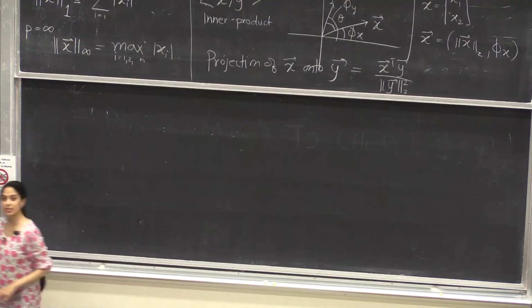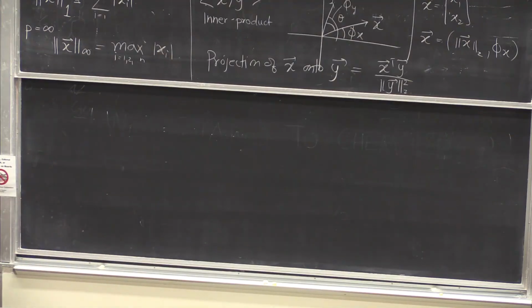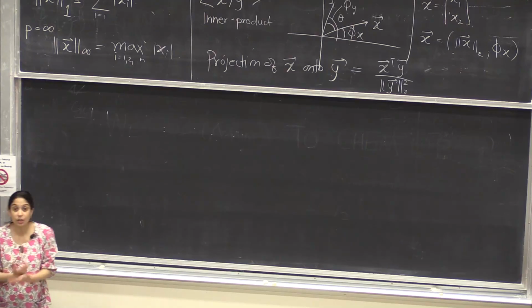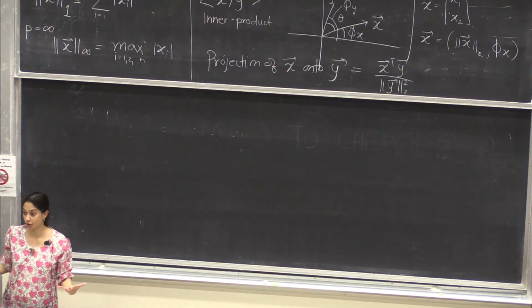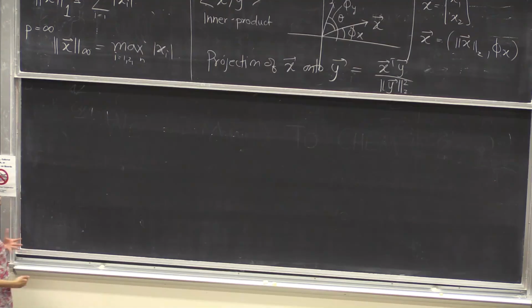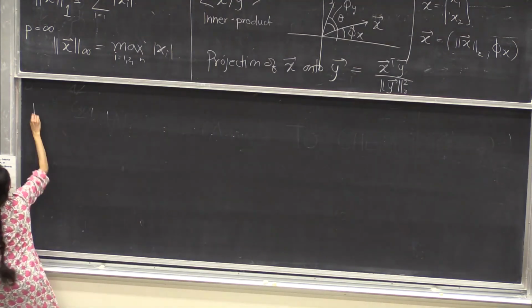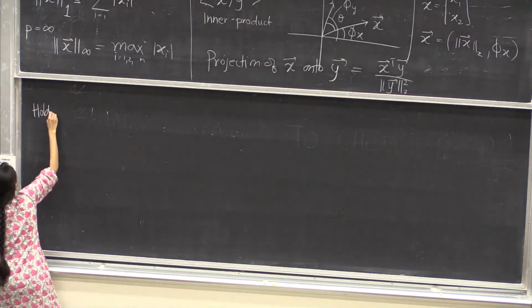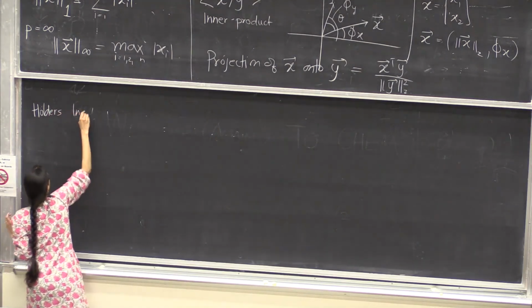This is all great. You've all seen this before. This is all 2-norm stuff. We want to now move forward. Turns out that we can generalize Cauchy-Schwarz. Okay? Cauchy-Schwarz can be generalized to get a very cool inequality called Holder's inequality.